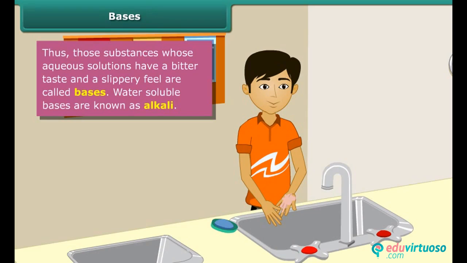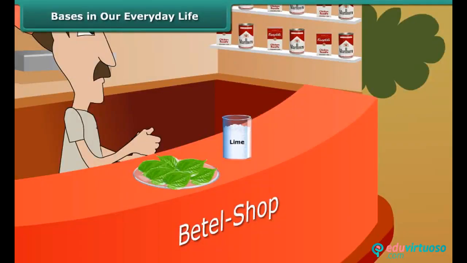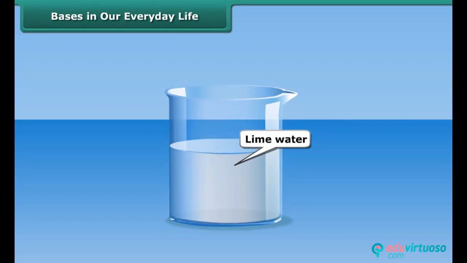Water-soluble bases are known as alkali. The word alkali is derived from the Arabic word alkali, meaning ashes, referring to the original source of alkaline substance. Students, the chemical name of lime is calcium hydroxide. Lime water is prepared by dissolving lime in water.